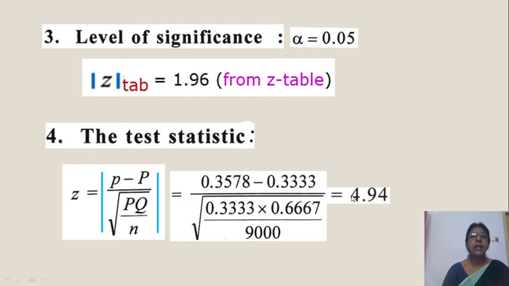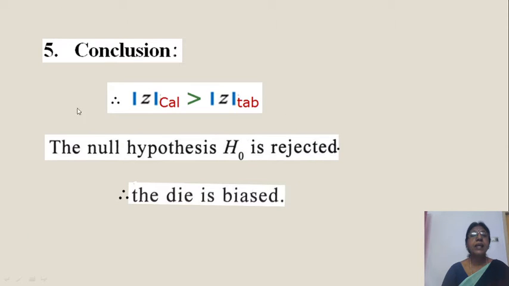You observe Z calculated value is 4.94 and Z tabulated value is 1.96. No doubt, Z calculated value is greater than Z tabulated value. So the null hypothesis is rejected.